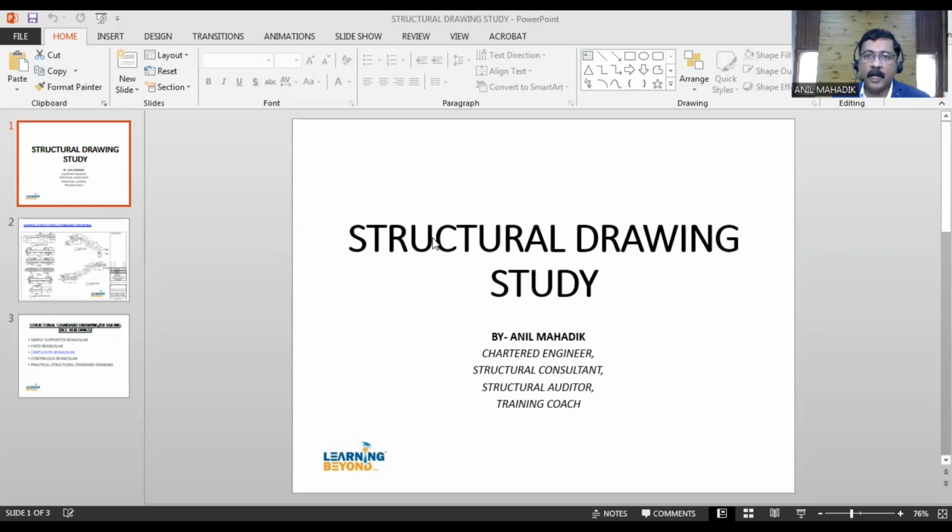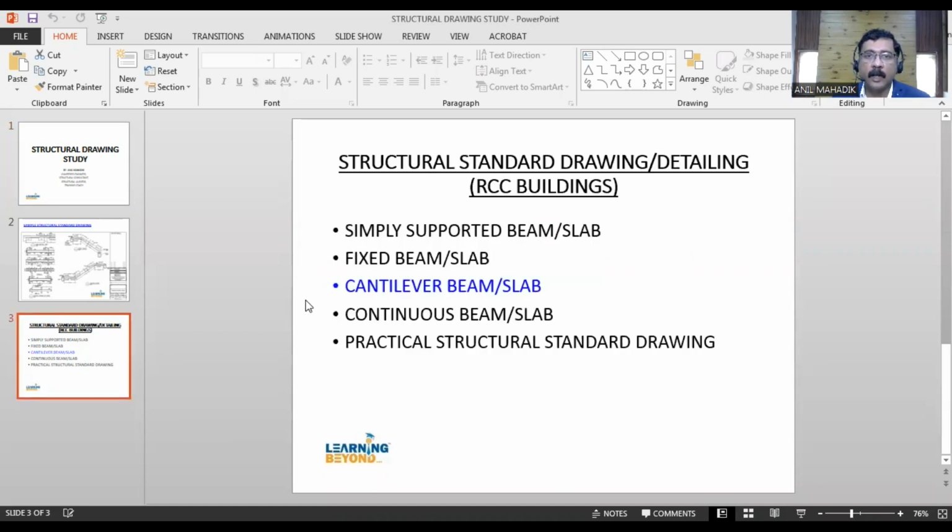We have already started our structural drawing study series last time. Till now, we have seen the beam details: simply supported, fixed beam, continuous beams, and cantilever beams. From today, we will start with the slab detailing. That means simply supported slab and continuous slab. So let's start it.